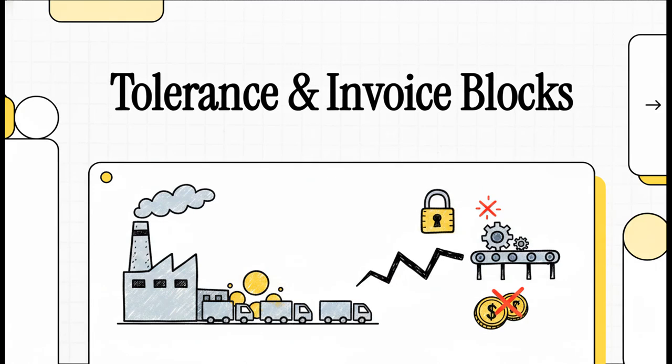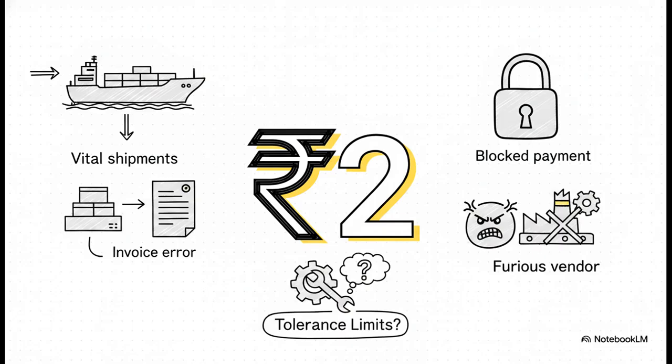A multi-crore factory shipment rolls up to the loading dock, but the entire production line gets abruptly shut down. And you want to know over what? Exactly 2 rupees. Right, so this absolutely vital shipment arrives, but the vendor's invoice was off by a mere 2 rupee tax rounding error, just 2 rupees. But because of that tiny mismatch, the strict accounting system completely blocked the massive payment. Obviously, the vendor gets furious, halts all future deliveries, and that multi-crore production line grinds to an absolute halt.